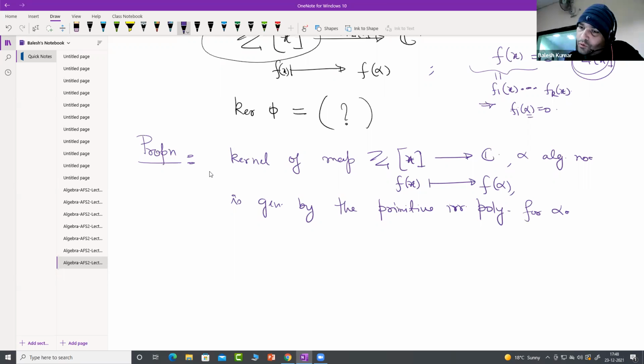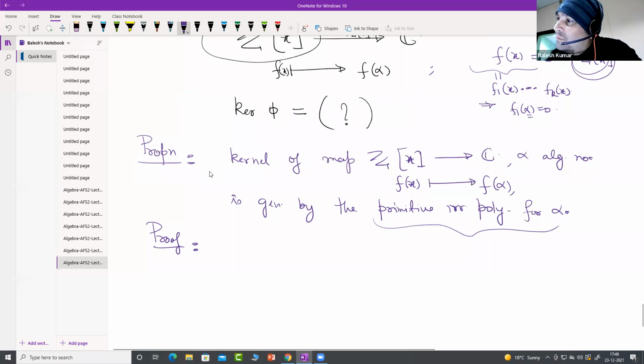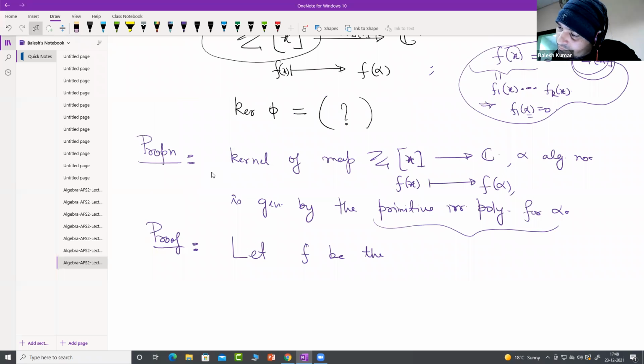And the proof I can quickly sketch, and you can prove it by yourself also. Anyway, the existence of this primitive irreducible polynomial is obvious from this, that there exists an irreducible primitive polynomial for which fi(alpha) is 0. And so we will take f to be the primitive irreducible polynomial for which f(alpha) is 0.